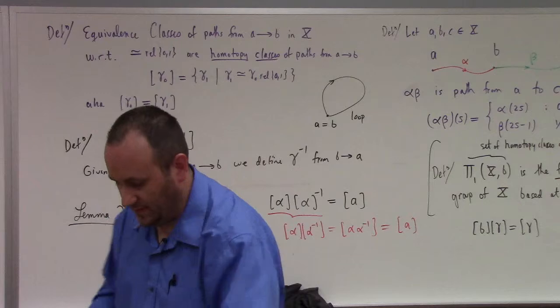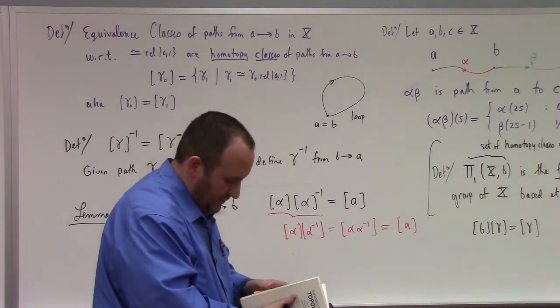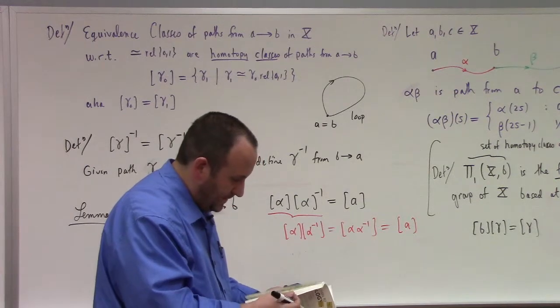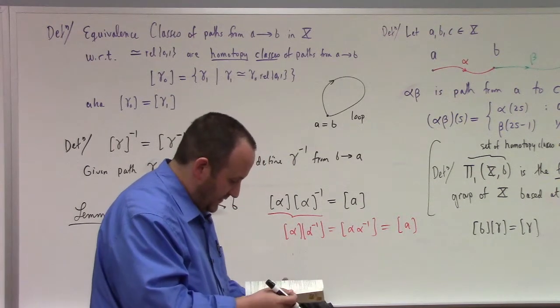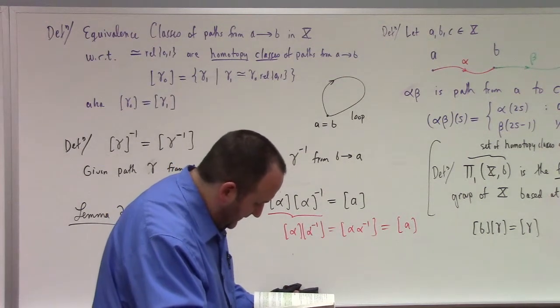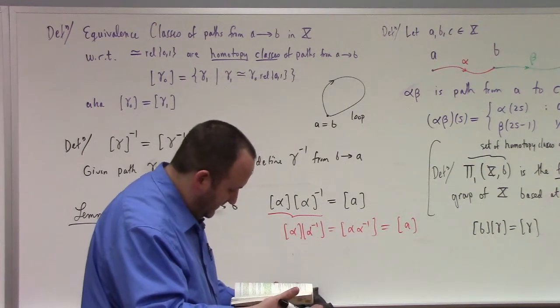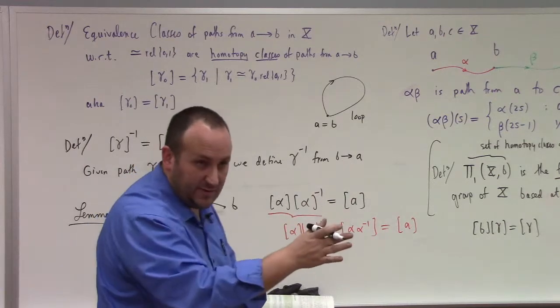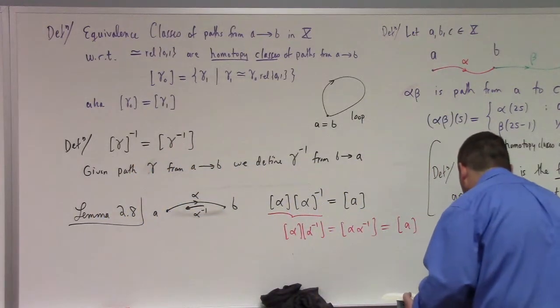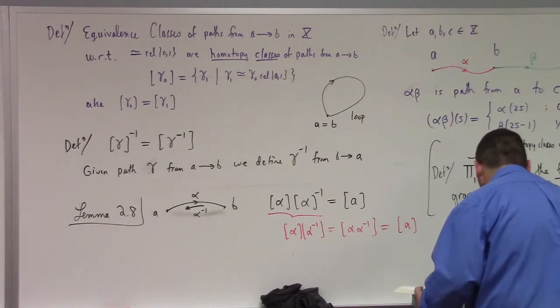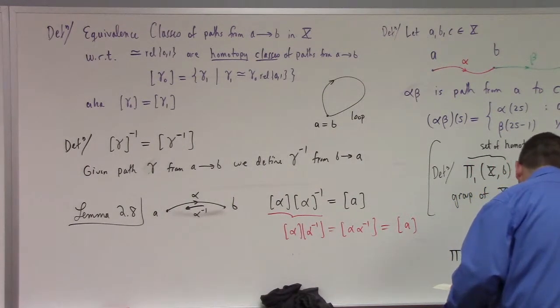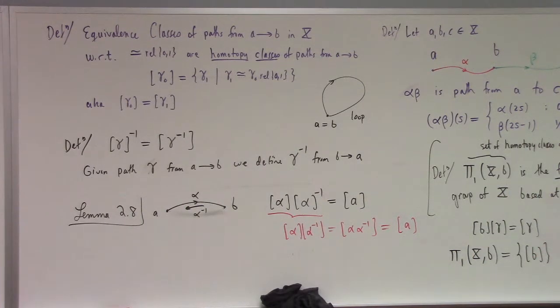I'm nearly done. I just wanted to say one more thing. So this is the fundamental group of X based at B. If the fundamental group consists only of the identity, if B is the only thing in there, then that's said to be a trivial fundamental group. In that case, it's traditional to just say this is equal to 0.